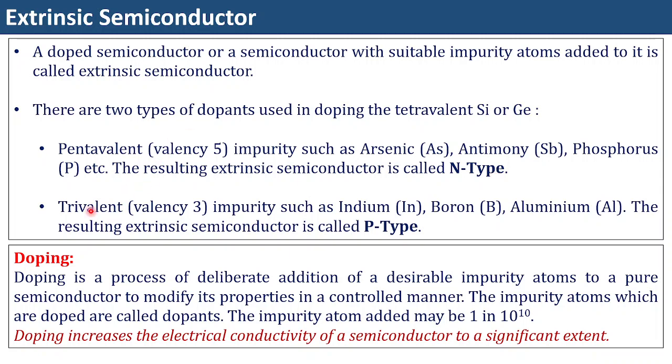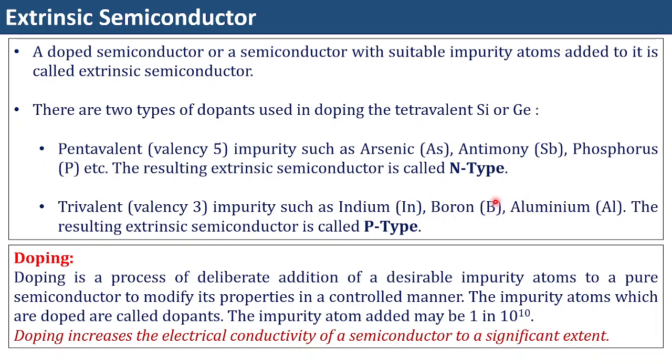Similarly, if you add trivalent impurity, trivalent means whose valence is 3, in that case you get P-type semiconductor or P-type extrinsic semiconductor. So what are trivalent impurities? These are indium, boron, aluminium.